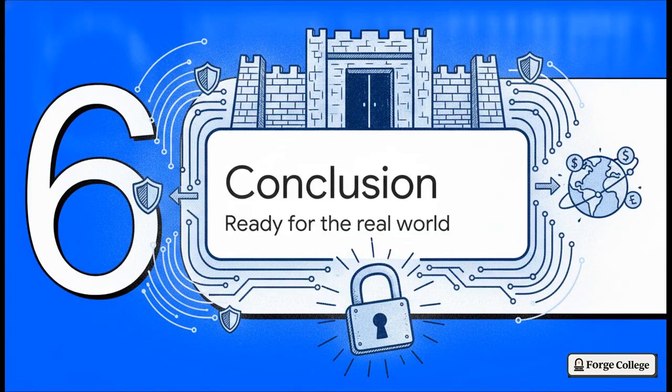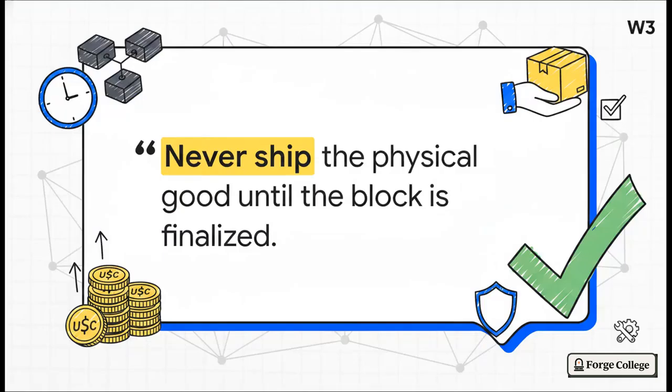And finally, Section 6, Conclusion. Like the slide says, never ship the physical good until the block is finalized. Honestly, patience pays off in Web3 payments. Keep your UI fast with confirmed states for sure, but keep your actual business safe with finalized settlement. So to wrap up, here's a question to leave you chewing on. As block times get faster and faster, do you think the gap between confirmed and finalized will eventually just disappear entirely? Could that change how we build Web3 merchants forever? Definitely something to think about.